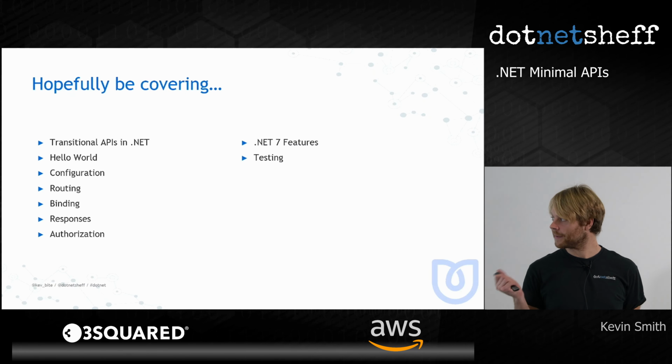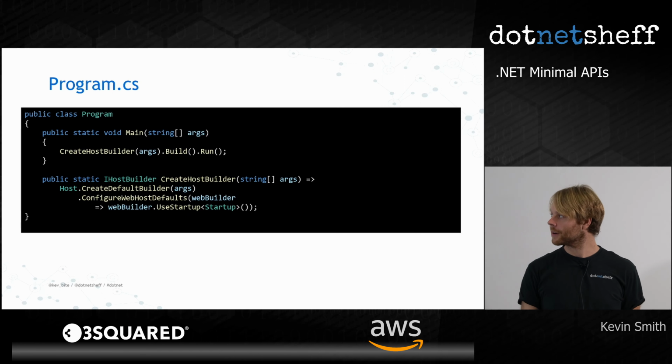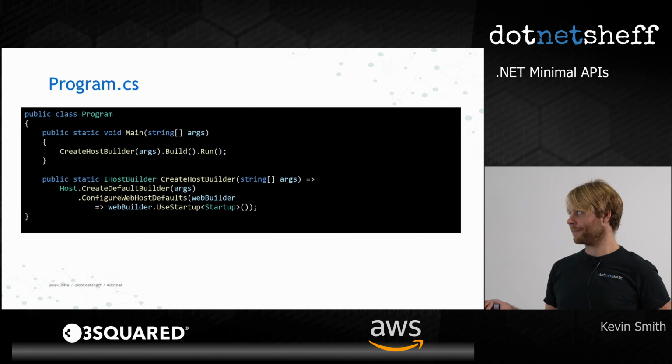So, to start off with, traditional APIs. I'm not going to talk about the really, really old stuff like the HTTP handlers and all that kind of rubbish. This is the new MVC traditional APIs approach. We usually have three parts: the Program.cs, the Startup.cs, and the controllers in the MVC stack. Your Program.cs looks like this. You have a Main which calls CreateHostBuilder, and then that calls CreateDefaultBuilder with ConfigureWebHostDefaults, and it does lots of magic for you.